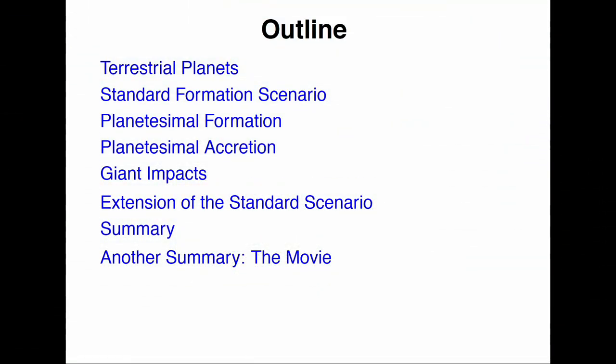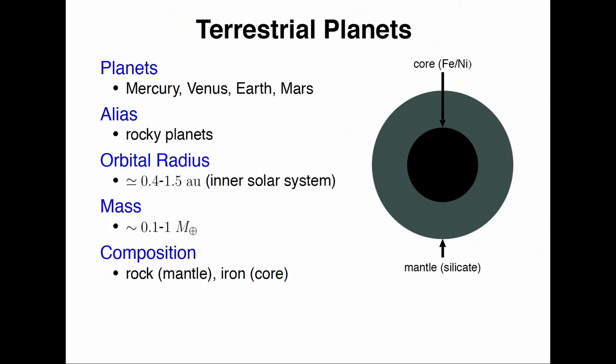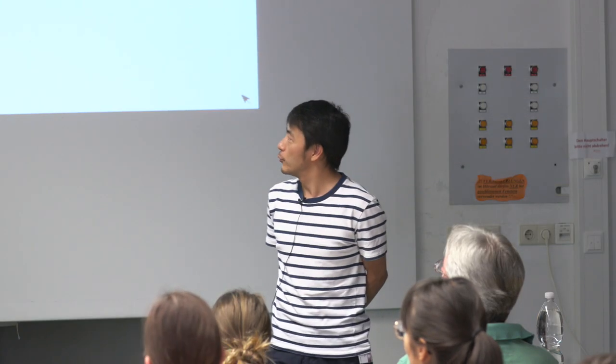Okay. So terrestrial planets, we already know that. Mercury, Venus, Earth, and Mars are terrestrial planets, right? They are also called rocky planets. They reside in the inner part of the planetary system in the solar system, ranging from 0.4 to 1.4 AU, and the mass ranges from about 0.1 to 1 Earth masses.